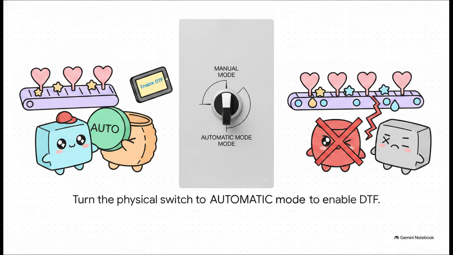Okay, so to hand the reins over to the DTF system, you can't just tap a button on a screen. The system requires a physical hardware interlock. You actually have to walk over and turn the selector switch on the base from manual to automatic. If you leave it in manual, the blender is completely locked out of the gates. Once you've physically switched it, hop over to your HMI screen and hit Enable DTF until it glows yellow. Boom, now the system is listening to you.